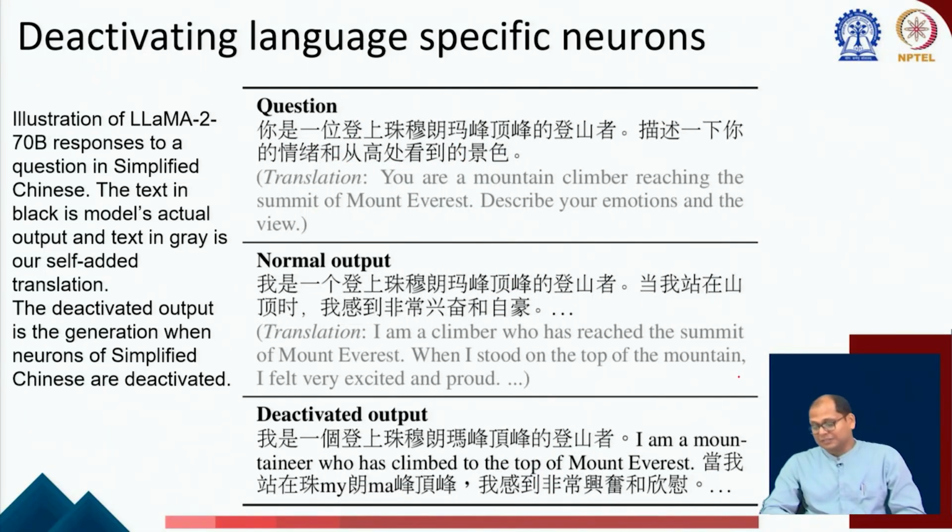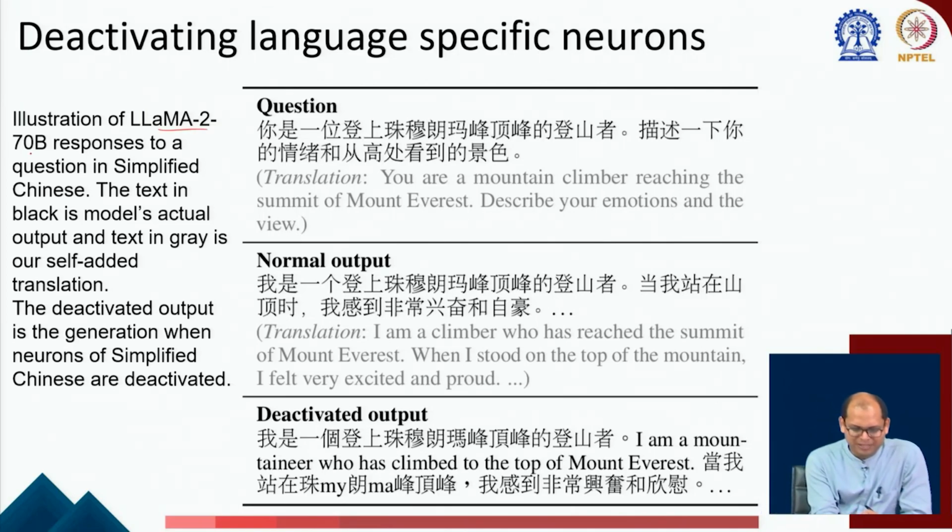Okay. Then they also try to analyze. So let's say they took this Llama 2 70 billion model, and you have a question in simplified Chinese. That's your question in Chinese. This is what it means: You are a mountain climber reaching the summit of Mount Everest. Describe your emotions and the view. That's your question.